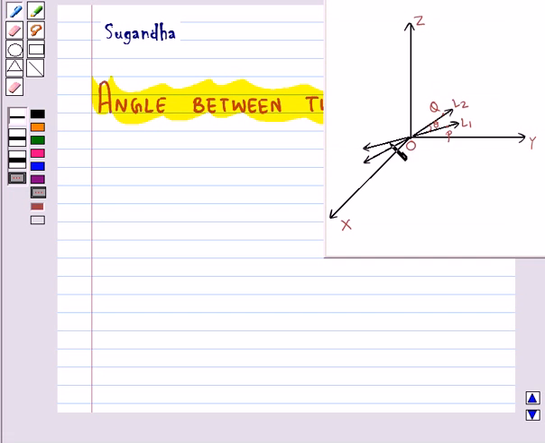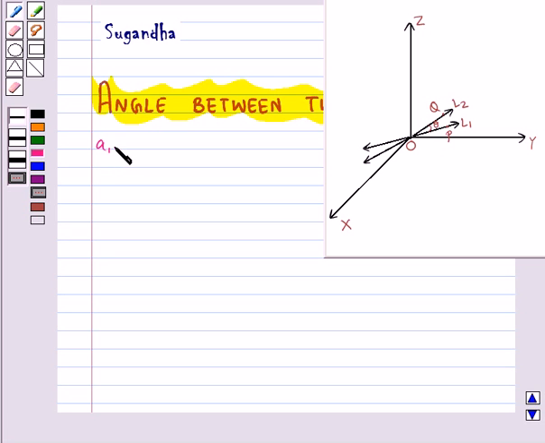We have two lines L1 and L2 passing through the origin. Let P be a point on line L1 and Q be a point on line L2. We have directed lines OP and OQ. Let theta be the acute angle between OP and OQ.